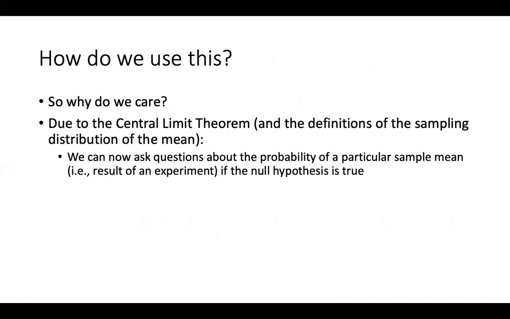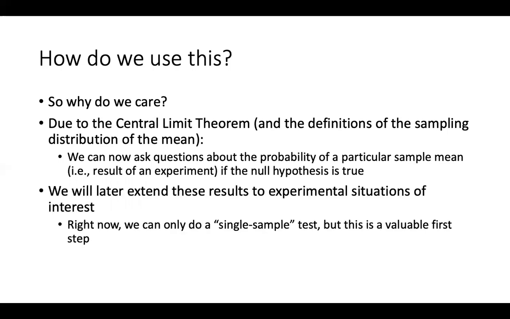All right, so why do we care? Well, this means that now we can start to think about experimental data in which we actually compute sample means. We'll later extend this to designs like the one that we previously used. Right now, we can only do what's called a single sample test, but this is a very valuable step because it turns out that this is what you're doing essentially when you evaluate the significance of a correlation coefficient or something in regression.